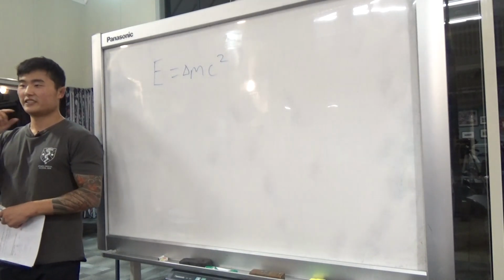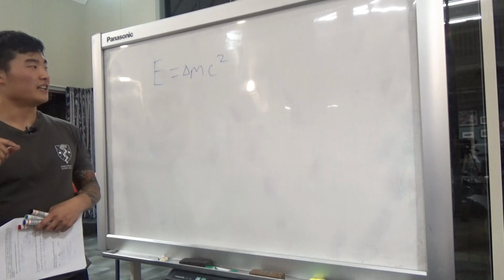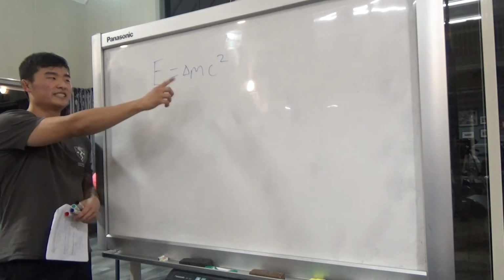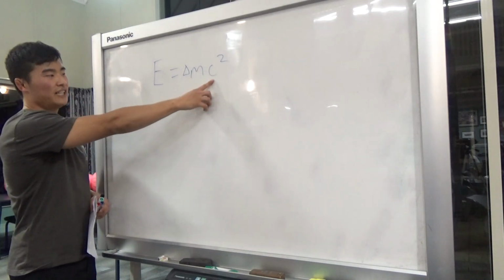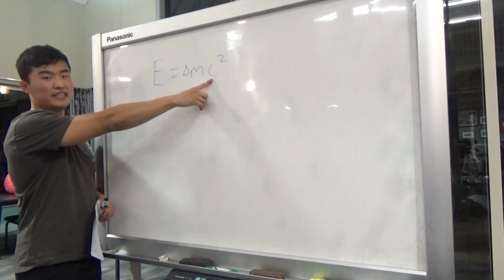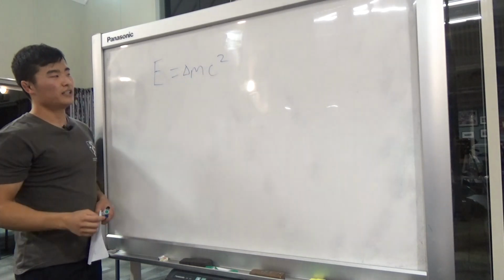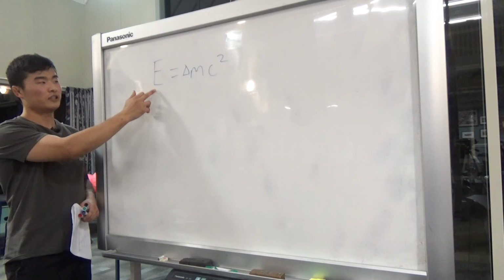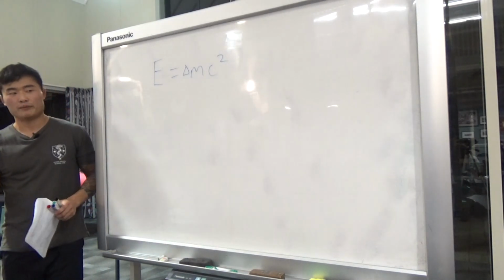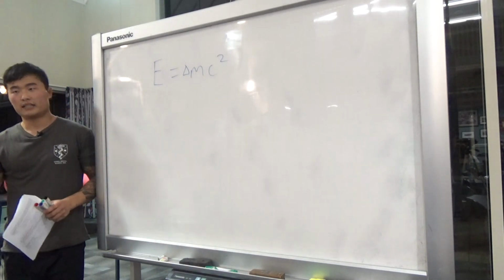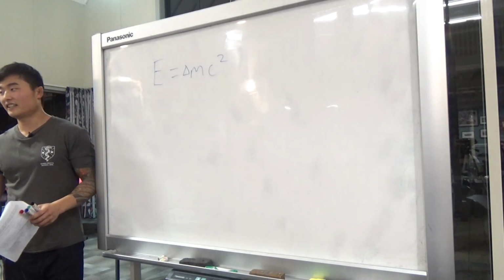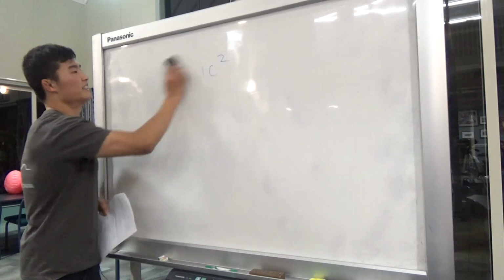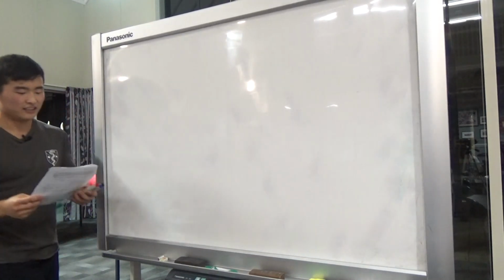The change in mass would be so tiny, but you're multiplying it by the speed of light, which is 3 times 10 to the 8 squared. So that's why a very little amount of mass can result in a lot of energy, which is why atomic bombs can be so powerful. That's a bit of a tangent, but hopefully it helps to understand.